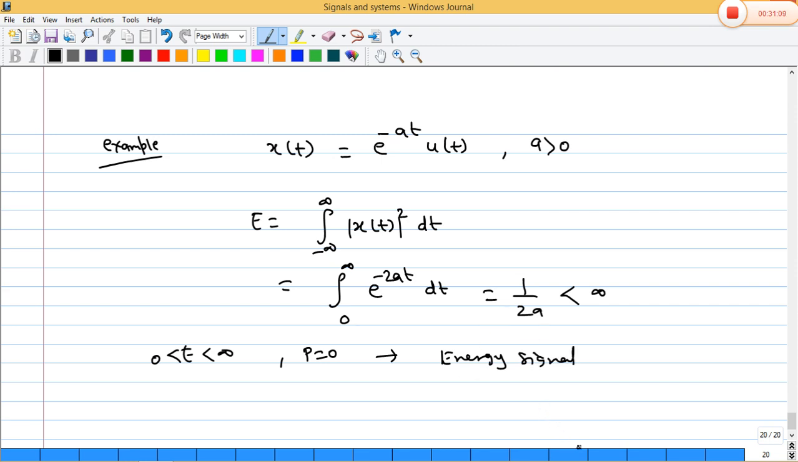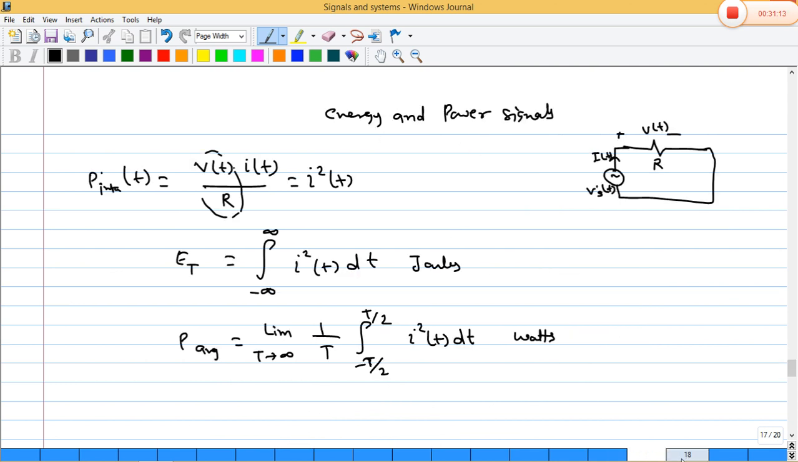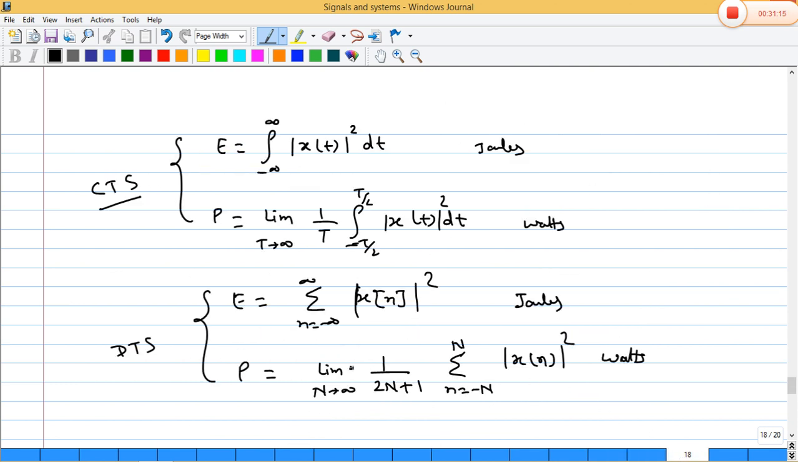Why? Because the power formula is this. Just check the power formula here. 1 by T is there. So if this term is finite, then 1 by T means 1 by infinity, it will be 0. And if this term is finite, meaning this term is constant, then this term will be infinity. Why? Because T multiplies with this term. Okay.